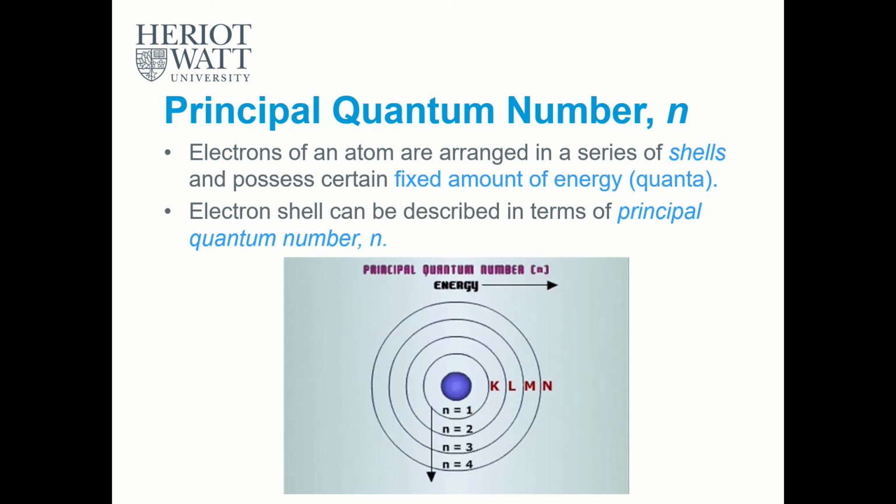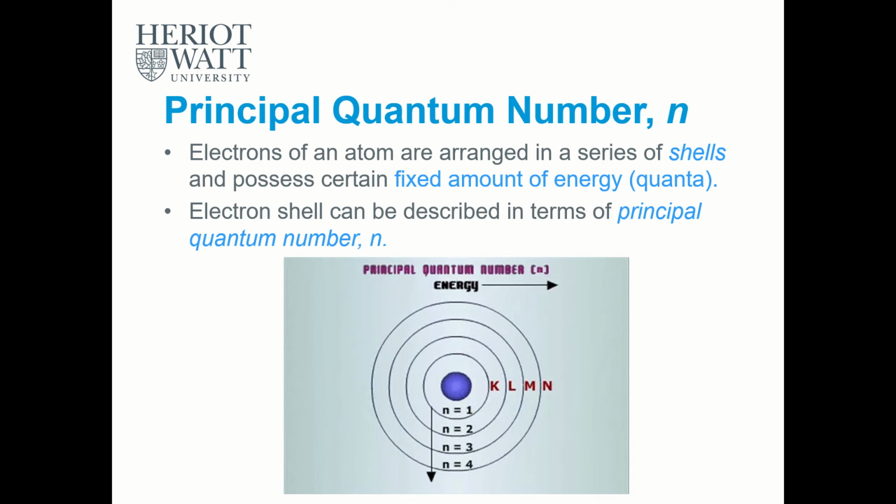First one is, what is that principal quantum number? Now we know that electrons of an atom are arranged in a series of electron shells that possess a certain amount of energy, right? Quanta. We learned that in week 1. What is that quanta or quantum? It's actually a definite amount of energy that an electron possesses, and they are within a region called an electron shell. So the first shell from the nucleus is always the one with the lowest energy, and the second shell followed by the third shell.